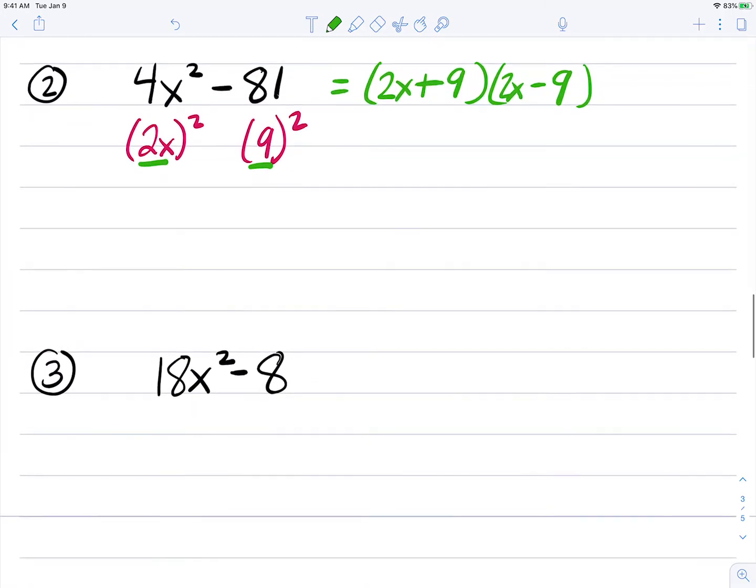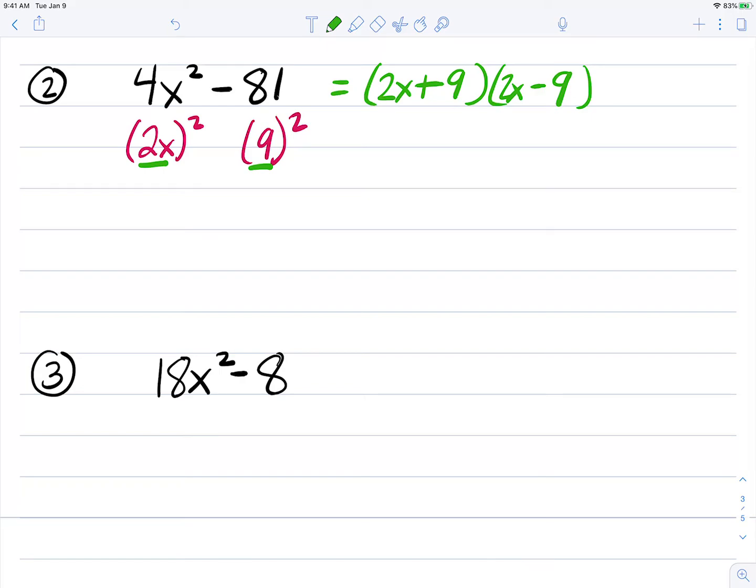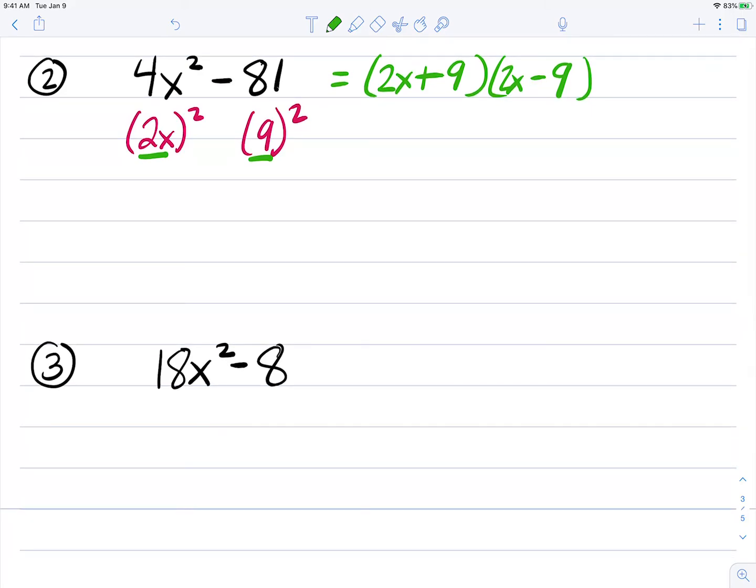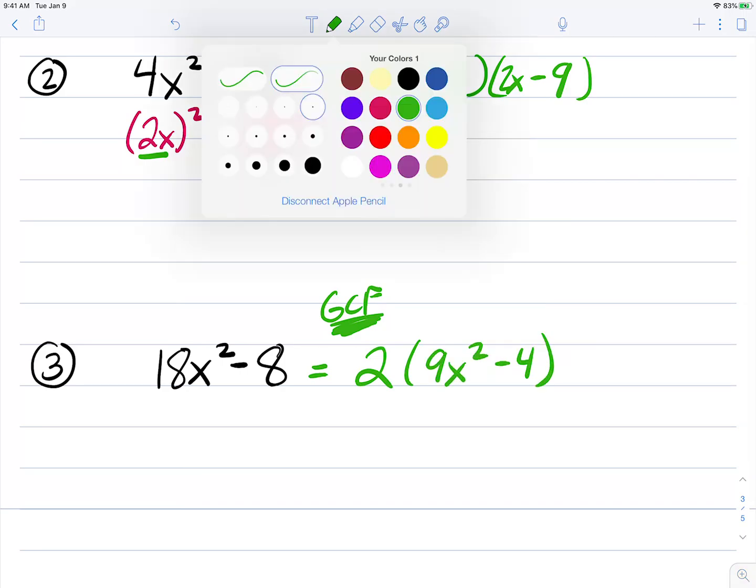Now, number 3. 18 is not a square term. 8 is not a square term either. 8's a cube term, but that's a different problem. But what I want you to remember is at the very top of our factoring flowchart is the GCF. You always have to ask yourself first before you do anything, is there a GCF? On this problem, the answer is yes, it's a 2. I can factor out a 2 from both of those terms, getting me 9x squared minus 4.